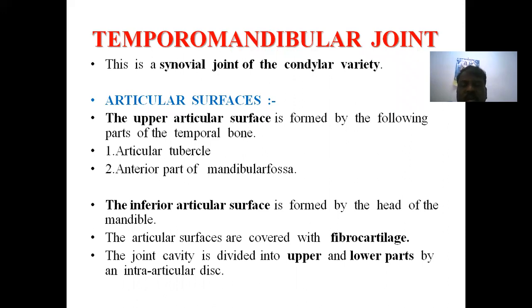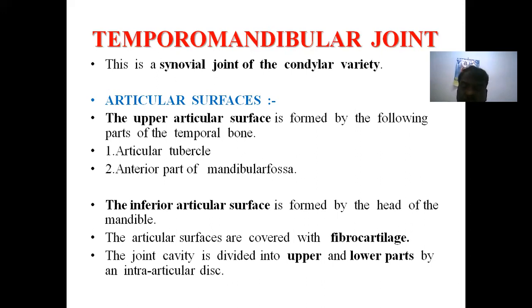Here, what are the articular surfaces? The upper articular surface is formed by the temporal bone, that is, the articular tubercle and the anterior part of the mandibular fossa. If you see the base of the skull region, we can identify this articular surface in the temporal bone: one is the articular tubercle, another is the anterior part of the mandibular fossa.